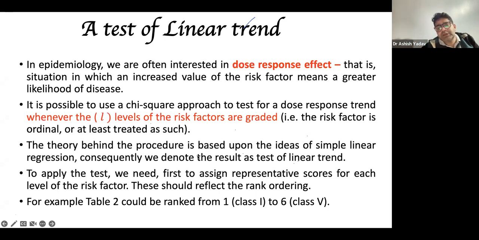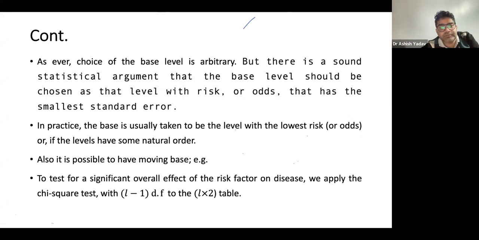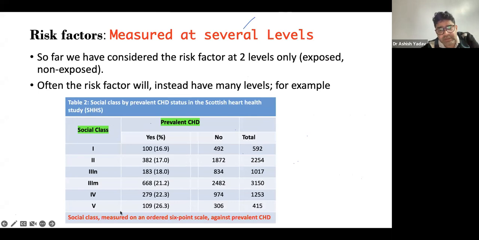The theory behind the procedure is based upon the idea of simple linear regression. Consequently, we denote the result as the test of linear trend. To apply the test, we first need to assign a respective score to each level of the risk factor. These should reflect the ranking order. For example, in table number 2, we could rank it from 1 to 6. Here you can see that for socioeconomic status we have 6 levels: 1, 2, 3, 4, 5, 6. So the first thing we have to do is assign an order and some numerical value based on the ascending order.